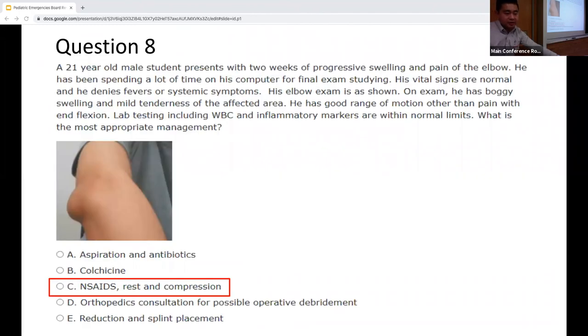But the reason A isn't the answer is because antibiotics isn't the answer. Aspiration may be an answer, but antibiotics is not an answer. And so that's why C is a better choice. You might aspirate it as part of your workup, but you're not going to automatically put them on antibiotics because his lab tests are normal. So that's where they're trying to point you in that direction.